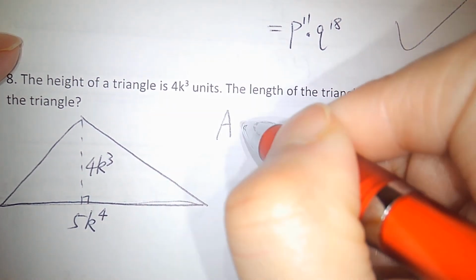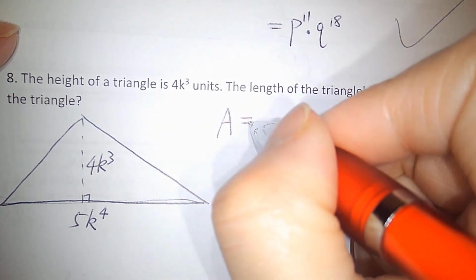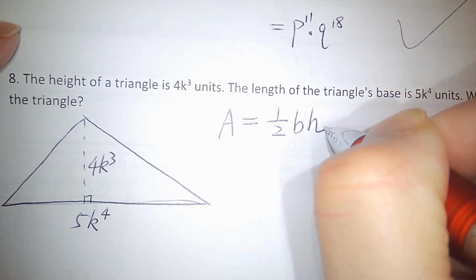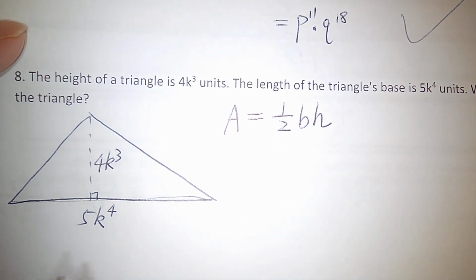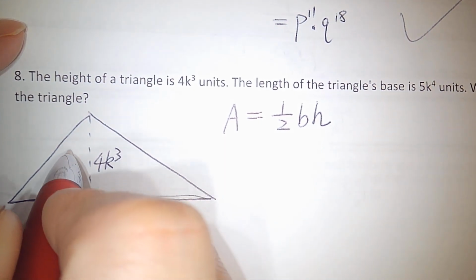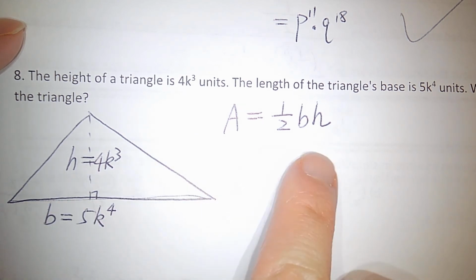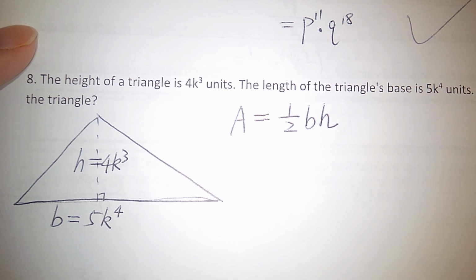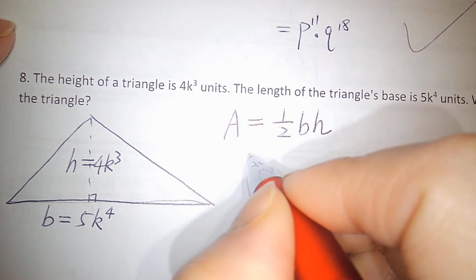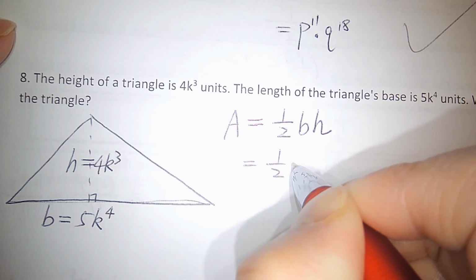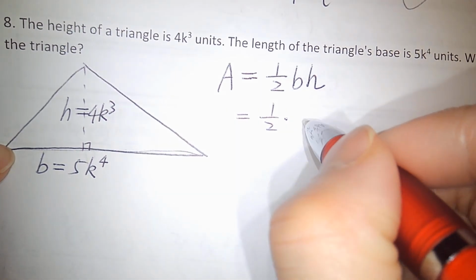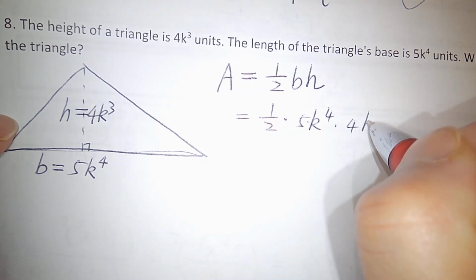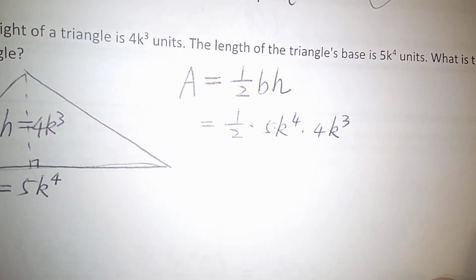So we know the base, we know the height. What will be the area of this triangle? Remember, 1/2 times base times height. Remember the formula for a triangle, right? Area equals 1/2 times base times height. So equals 1/2. What is the base? 5k to the 4th power, right? What is the height? 4 times k to the what? Cube, right? Now let's simplify.